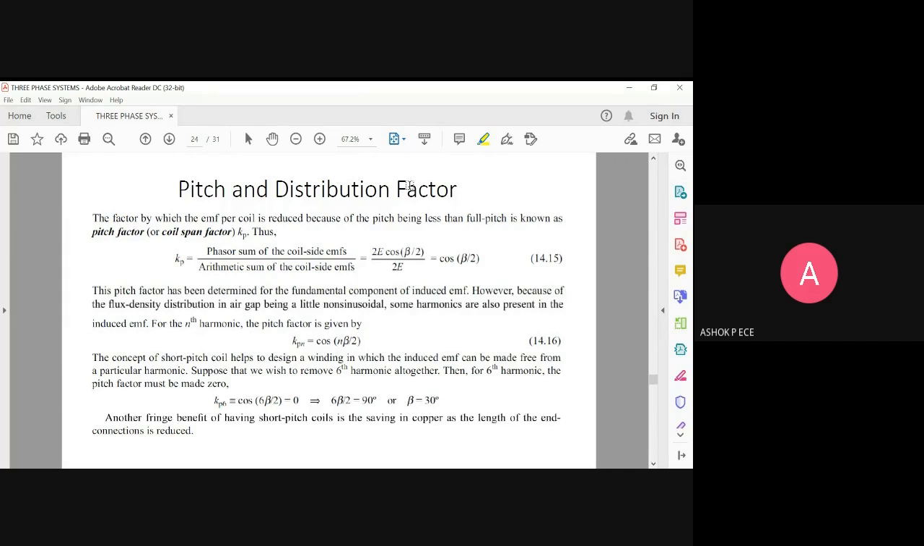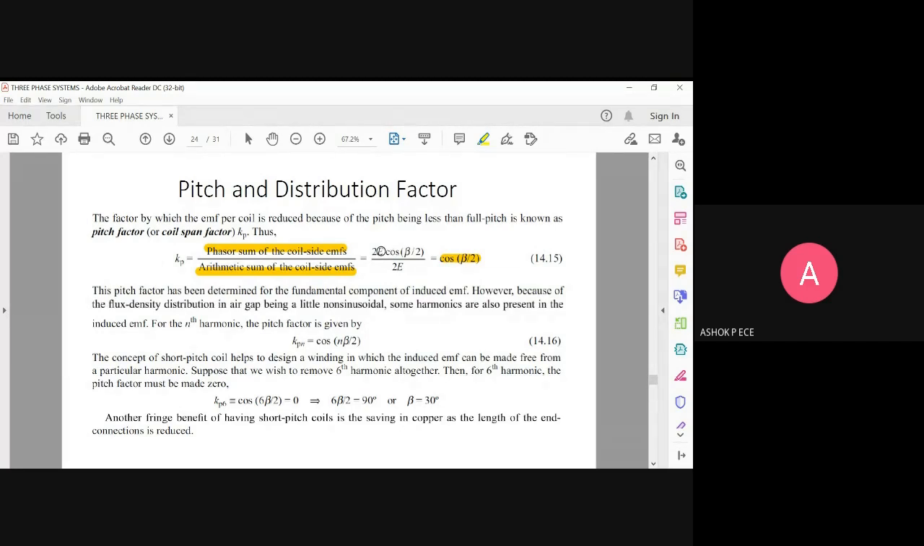So the pitch factor is defined by Kp equal to the phasor sum of coil side EMF divided by the arithmetic sum of coil side EMF. The phasor sum means including the direction and angle. Arithmetic sum means just adding. So if they found that Kp equal to cos beta by 2, again the derivation is not in your scope. Understand what the pitch factor is.